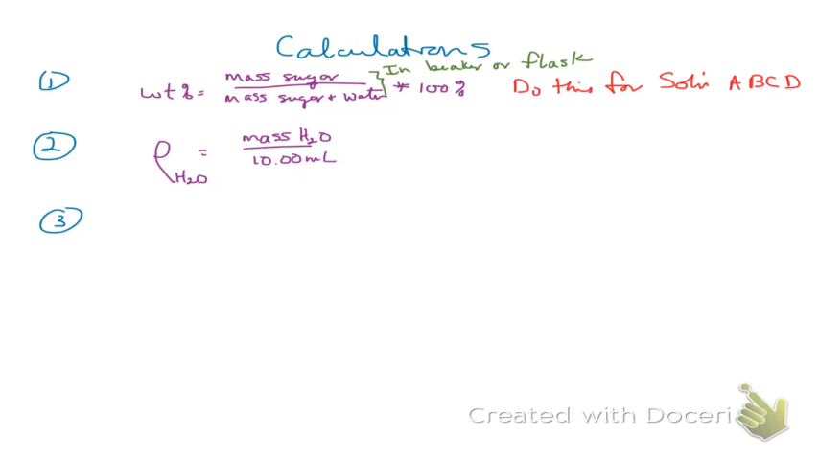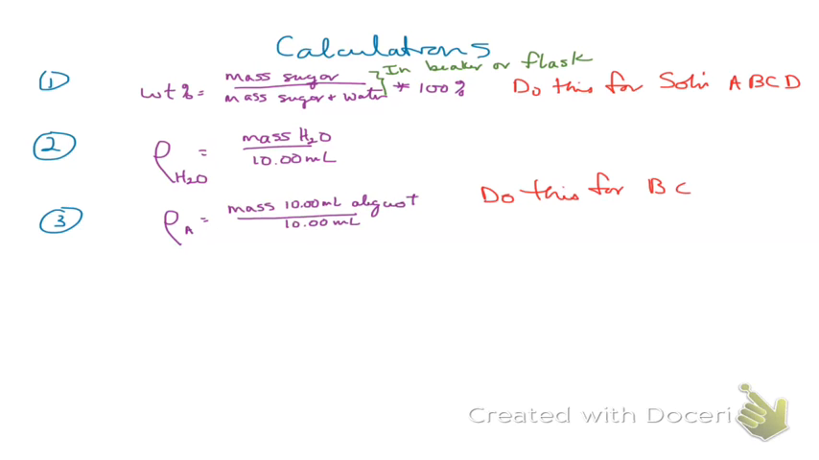The third calculation is basically like the second calculation, but you're going to do it for your sugar solutions. So for sugar solution A, you take the mass of the 10 milliliter aliquot of your transferred A solution divided by 10.00 milliliters and do that for all of them. Question number 4.